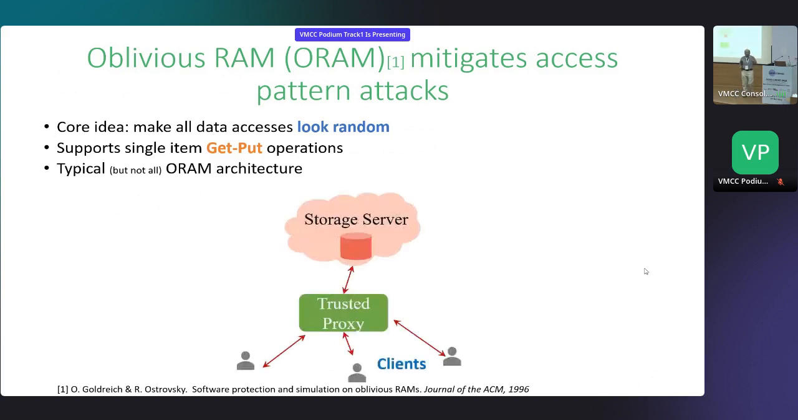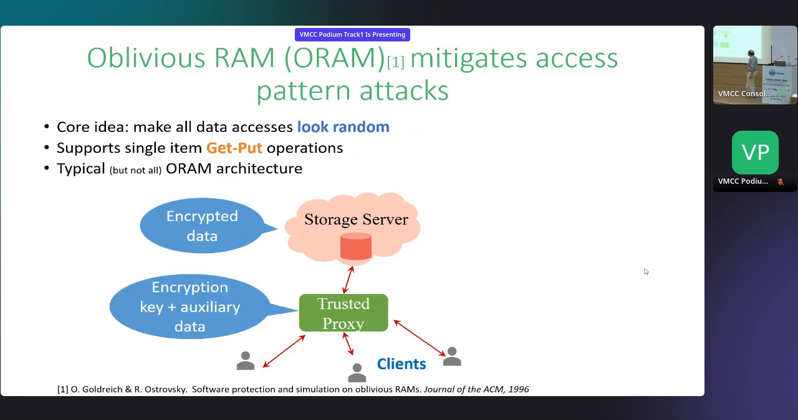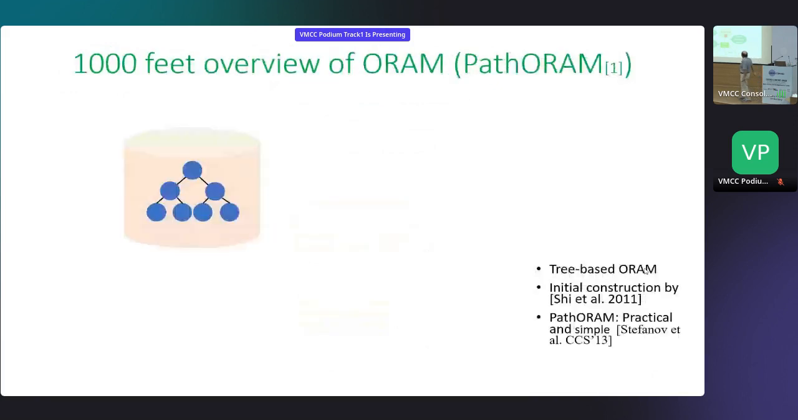What an ORAM does is typically you have clients. They have some trusted proxy which is close to them. So you say IIT might have its own trusted proxy here, and the storage might be in Amazon land somewhere, Seattle or Delhi or something like that. The data is encrypted. The trusted entity knows about the encryption key. It also has some information typically. The network and the storage device can be controlled by the adversary.